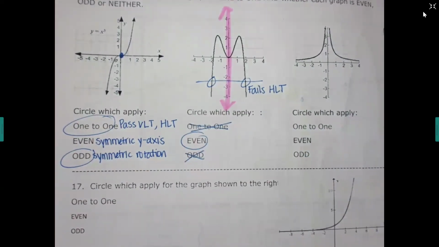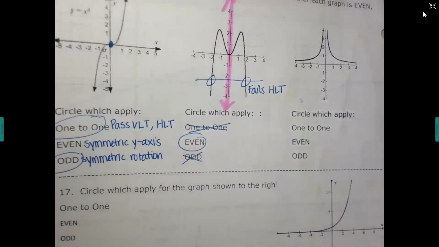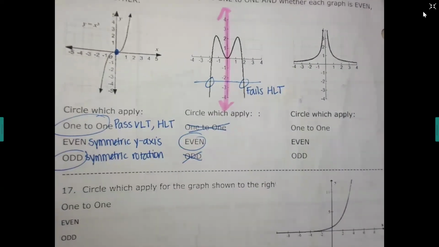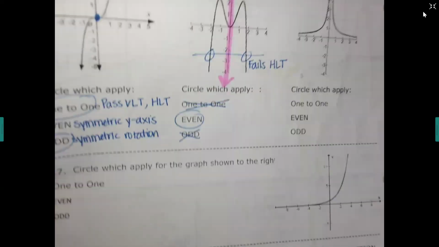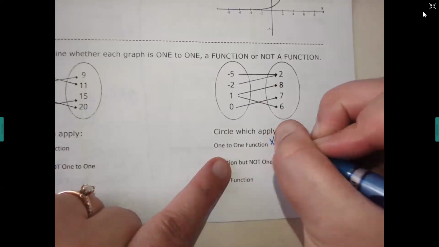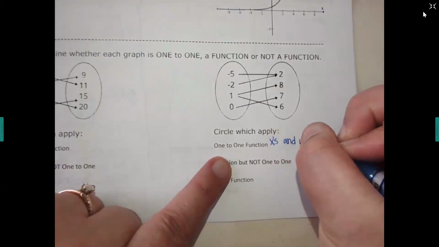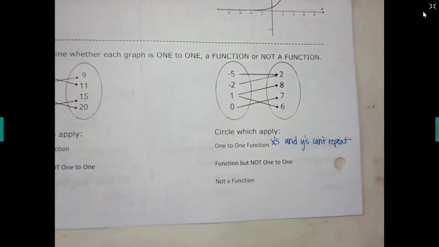All right, last question we're doing together is very, very bottom. 1-to-1 means it has to pass VLT and HLT. If you're looking at a graph, that's helpful. But if you're looking at a table, that's not so good. So for a 1-to-1, your X's and your Y's can't repeat. Because it has to pass VLT, which is X's can't repeat, and HLT, which is Y's can't repeat. So nobody repeats if it's 1-to-1.